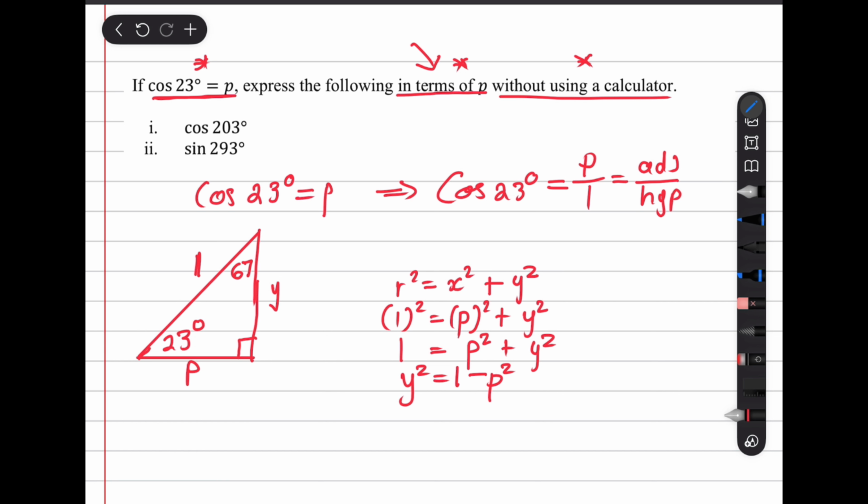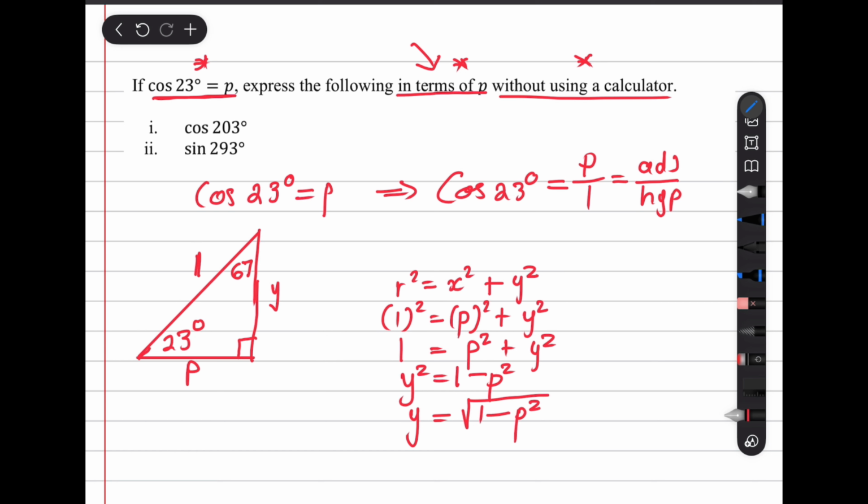Now remember, we want to solve or try and find the value of y, not y squared. So therefore we are going to take the square root both sides. Then this is going to leave us with what? The square root of 1 minus p squared, right?